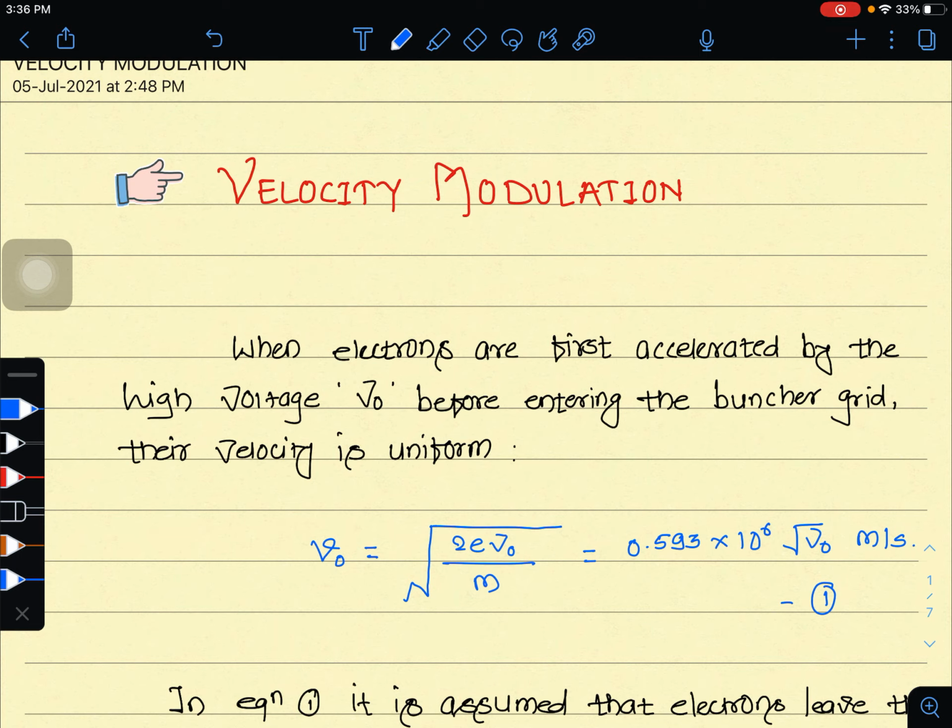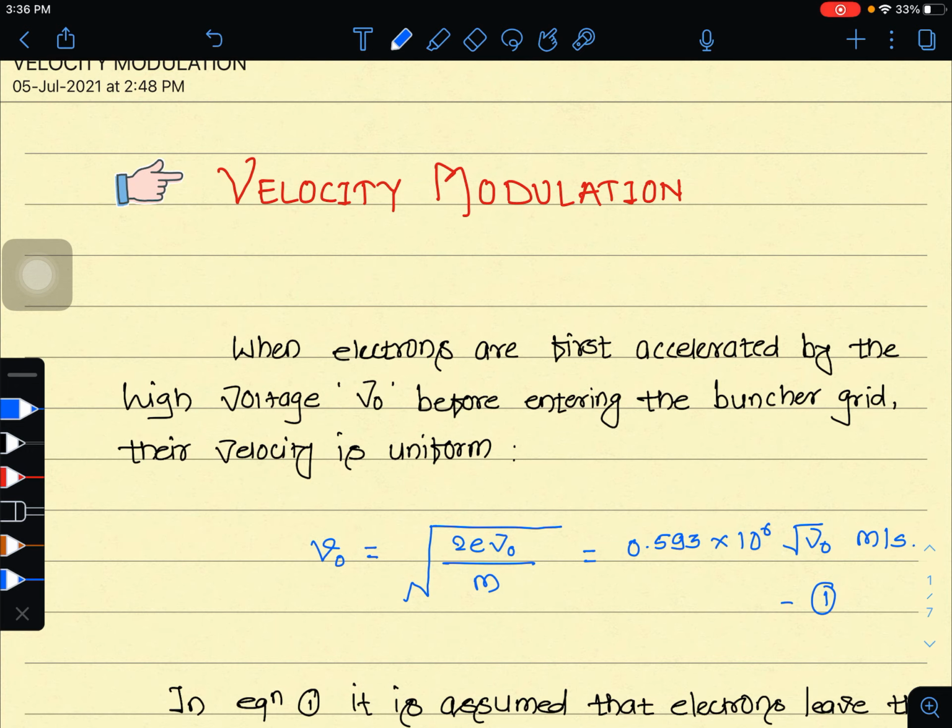So what is this velocity modulation process? In the velocity modulation process, the velocity of electrons passing through the buncher cavity is modulated. That means it is the process of how to modulate the velocity of electrons passing through the buncher cavity or the buncher grids. Now let us start the lecture.